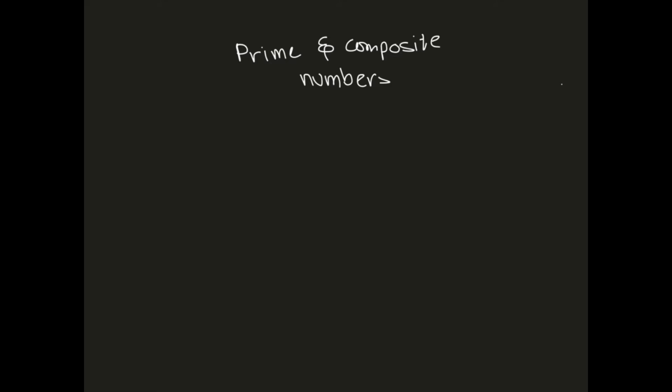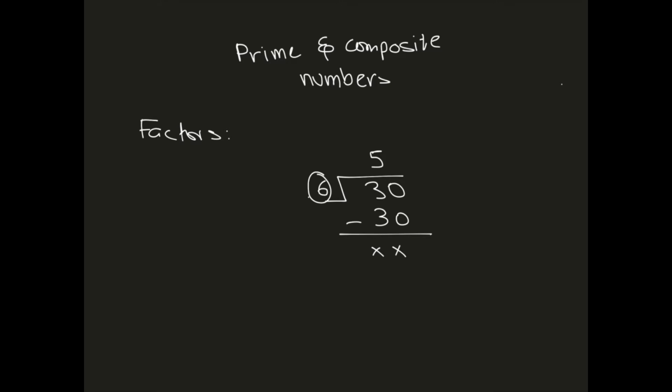What I mean by that is, for example, we have 30, right? If we divide 30 by 6, let's just say, 5 times 6 is 30, so we don't have any remainder. So 6 is our factor because it's not leaving any remainder, right? Any number that divides into another number without leaving a remainder is a factor.